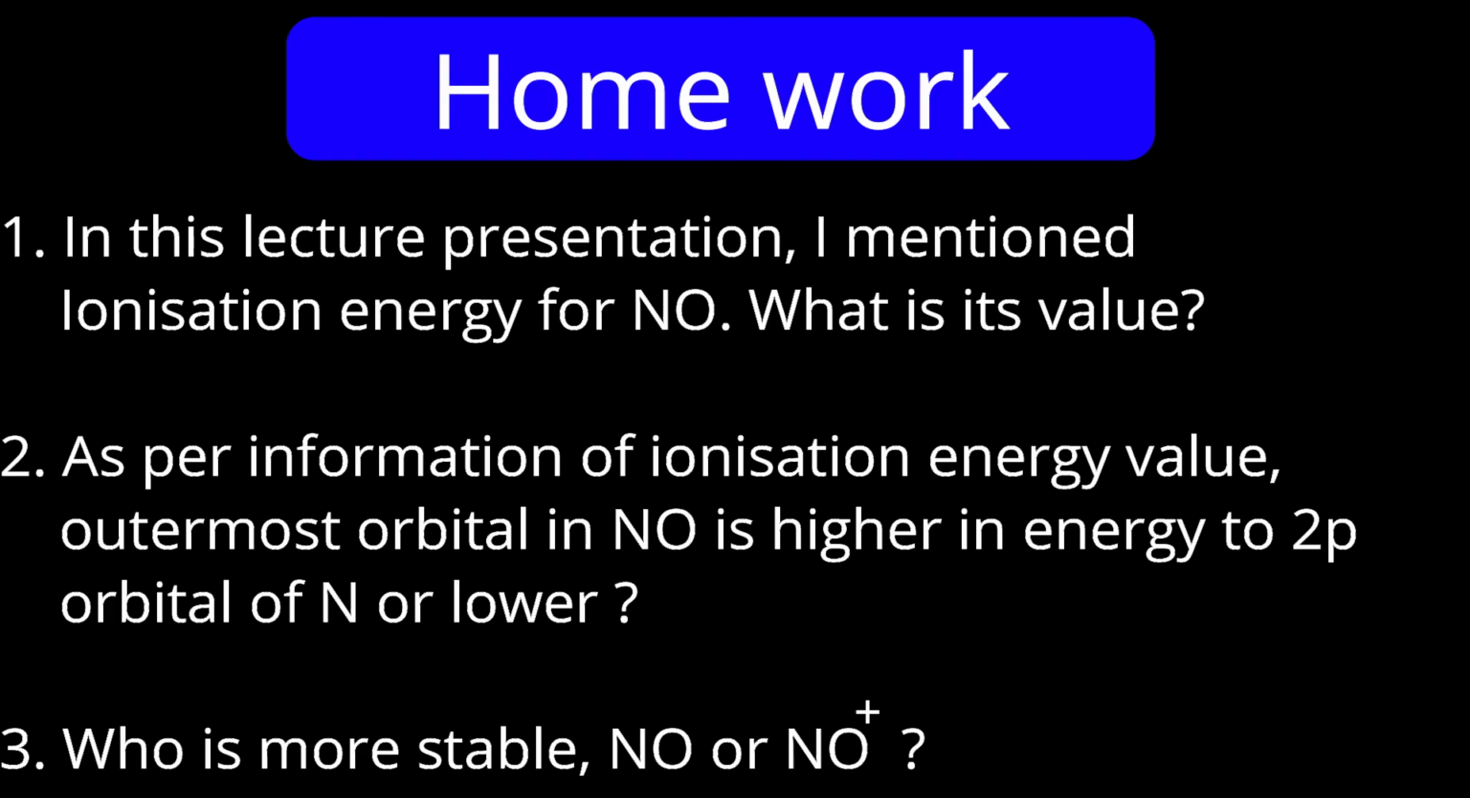Okay students, now it is time to know the homework. Three questions are asked here. The first one: in my presentation, I mentioned the ionization energy of nitric oxide. What is the value of that ionization energy? And as per the information on the ionization energy, just use your common sense and find the energy of the outermost orbital in the molecule, meaning the HOMO. What do you think, is that energy of the HOMO higher than the 2p orbital of nitrogen or lower? That is the second question.